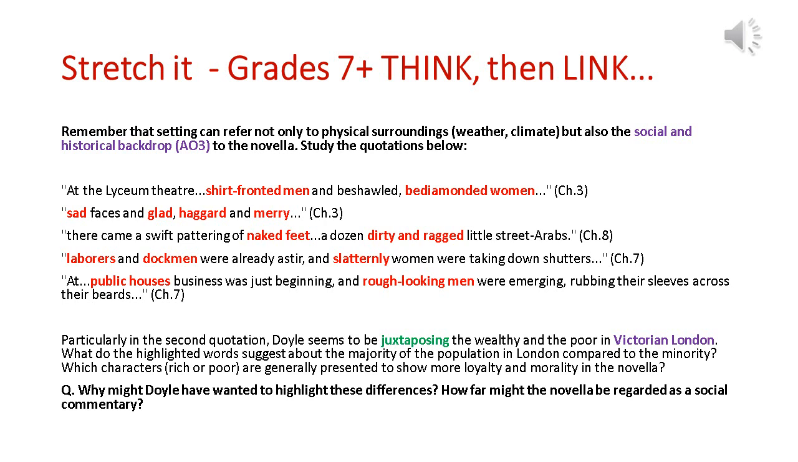So yes, just have a think about, in the novella, which of these characters, the rich or the poor, generally are presented to show more loyalty and morality. If you think about Major Sholto and Captain Morstan, and then you compare them to people like Mrs. Smith and the Baker Street Irregulars, which characters seem to be more moral and more loyal?